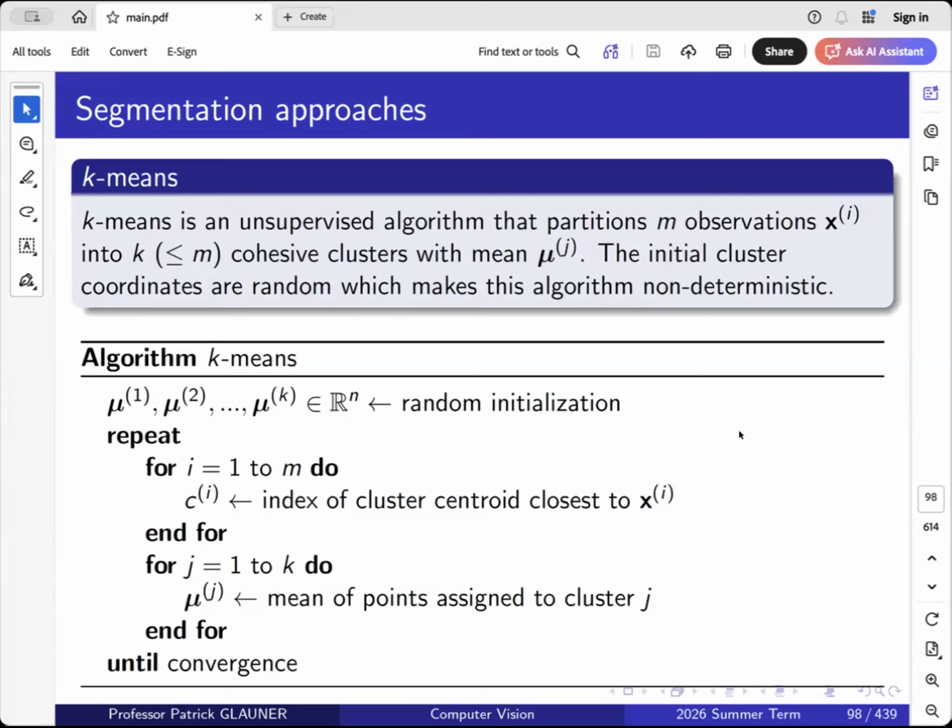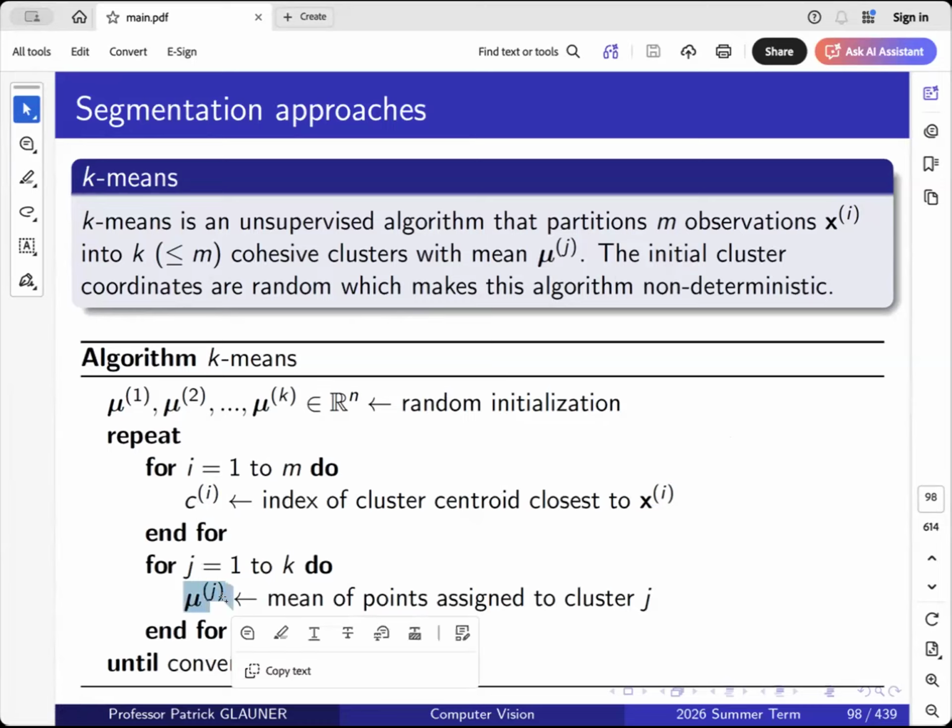The nearest calculation could be done through some Euclidean distance. We could use some cosine distance. There are lots of different measures that we could use for distance. But for now, we just say we use Euclidean distance. And then each example was assigned to a cluster.